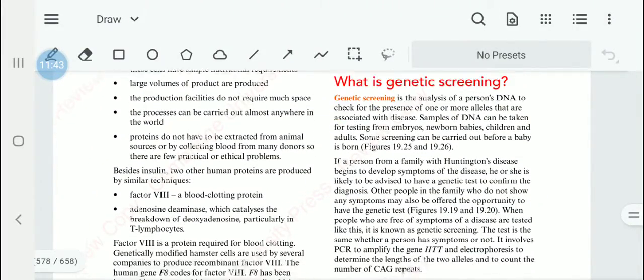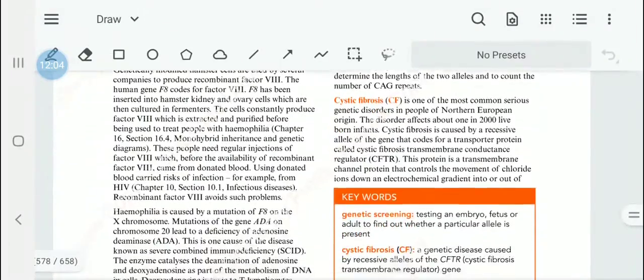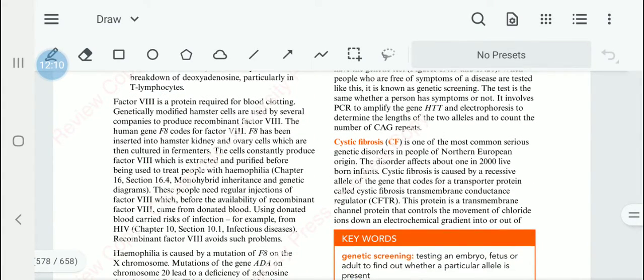Genetic screening. Genetic screening is the testing of an embryo, fetus, or an adult to find out whether a particular allele is present. For example, a person who has Huntington's disease, and his family members would be asked to do a genetic screening to figure out if they are carriers of this disease.